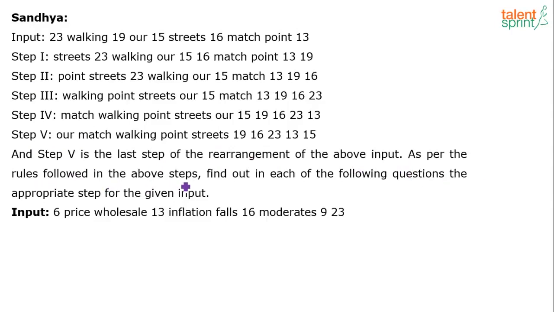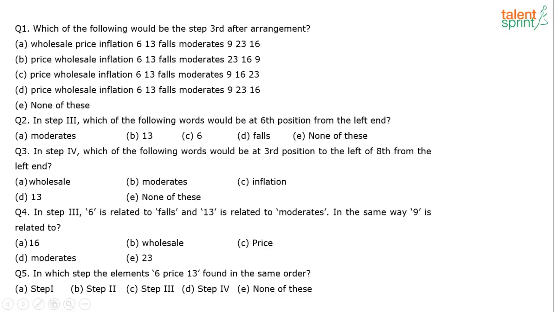As per the rules followed in the above steps, find out in each of the following questions the appropriate step for the given input. So there's one more input given to us: 6 price wholesale, 13 inflation fall, 16 moderates, 923. We've got to rearrange this input in the same fashion as here and get the desired output. And then there will be questions asked based on that. Like you can see the questions here.